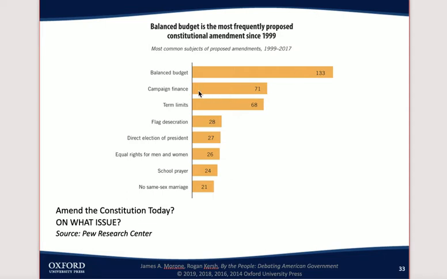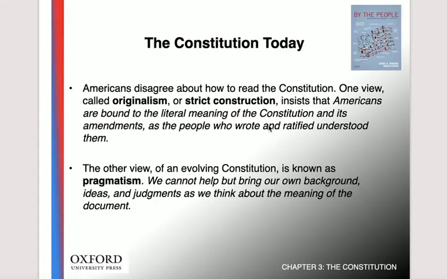Also, campaign finance, restricting big corporations from donating to campaigns. Term limits for Congress, we'll talk about that. Flag desecration, there's been a lot of proposals for that. Direct election of the president, so popular vote, do away with the Electoral College. Equal rights for men and women, school prayer, and no same-sex marriage. That has also been proposed. So far we haven't had an amendment to the Constitution for a while.